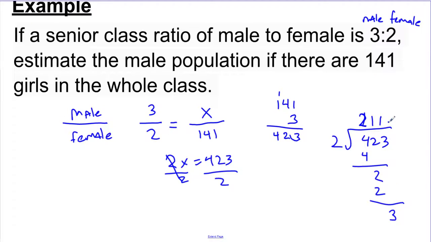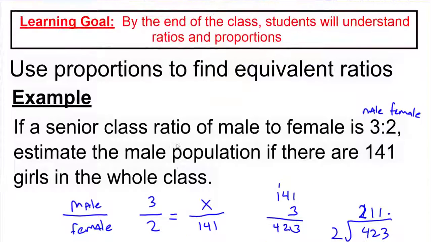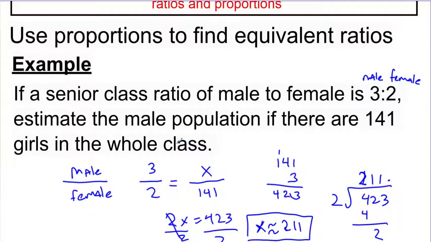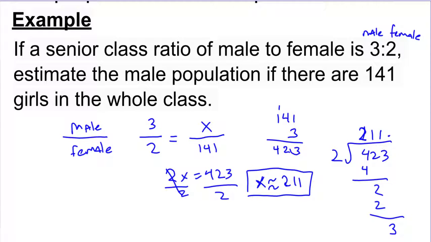I'm not going to worry about the decimals because we're talking about male people here. So we're going to say x is about 211. If you want to see our notation for that, we usually use this symbol. The little squiggly lines mean approximately 211 people. So if in an actual class there are 141 girls, we should expect there to be about 211, maybe 212, somewhere around there, males. Again, this is the idea of using ratios and proportions: we can scale up the small ratio of 3 to 2 and figure out that in this class it's actually 211 males and 141 females.